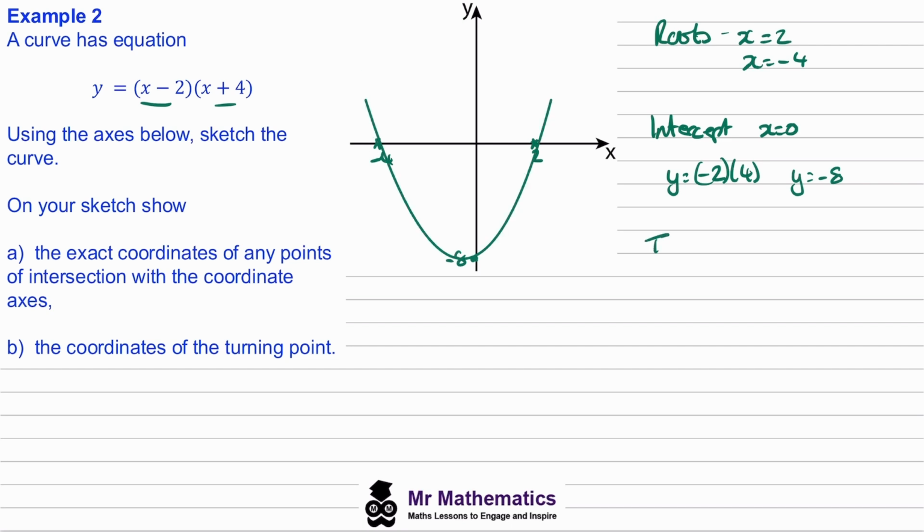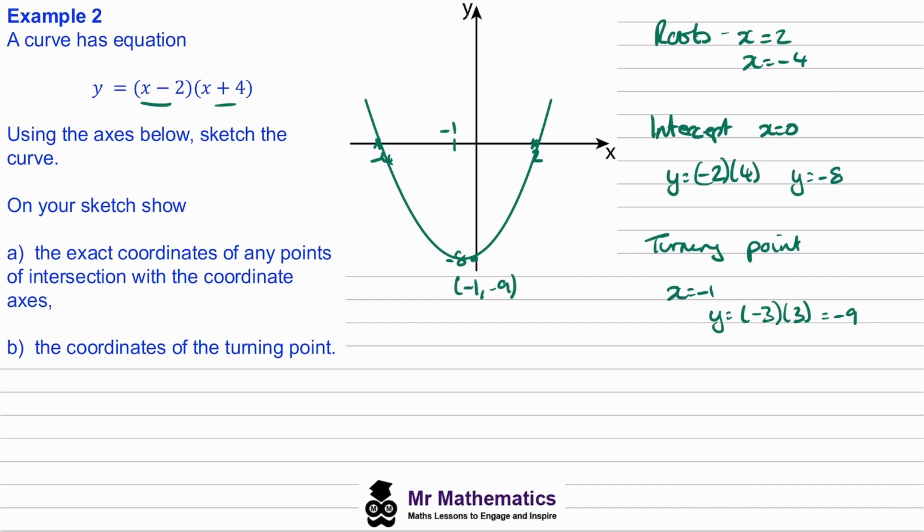The turning point, well, this will be exactly halfway between the -4 and the +2. This is when x equals -1. So when x equals -1, y will equal, we'll substitute -1 into each of these. So we'll have -3 multiplied by +3, and we'll get -9. So the turning point will be -1, -9.